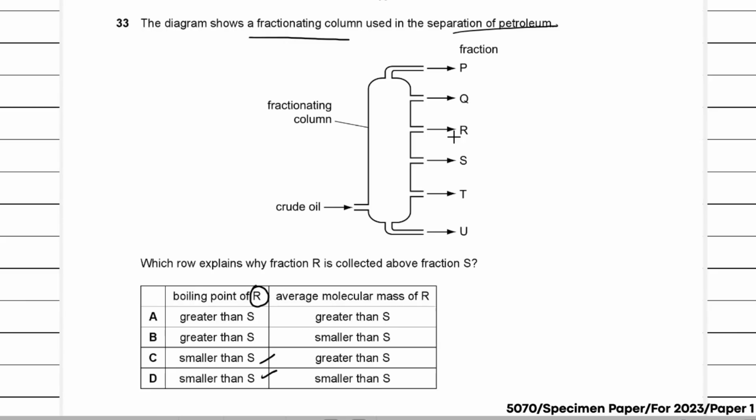The liquid with the lower boiling point is distilled over first. So yeah, the liquid has a lower boiling point, so it's smaller than S. The average molecular mass is also obviously going to be smaller than S. The reason is that with a lower boiling point and a lower mass compared to S, the liquid can easily boil and go above S so that it can be summed up with R. So the answer is D.